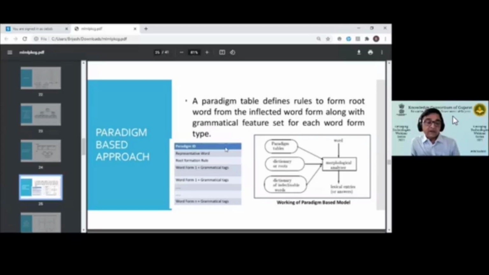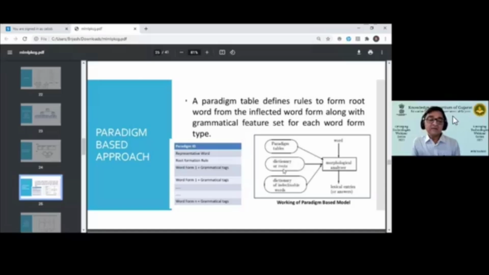For example, Ramu and Jamu both fall in the same paradigm. Ramu, Ramshe, Ramarse, and similarly Jamu, Jamse, Jamarse, they are falling in the same paradigm. So you know that there is one paradigm of words like Ramu, Jamu, and so on. So look at the paradigm table and see what kind of inflections a word can have.